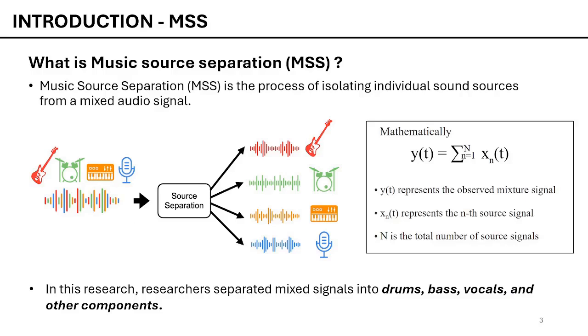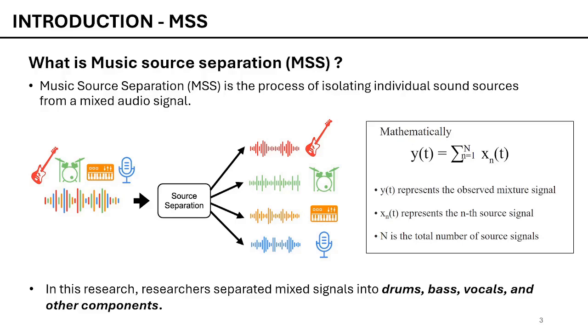First, the introduction. What is music source separation? Music source separation is the process of isolating individual sound sources from a mixed audio signal. Mathematically, we can interpret a signal as a combination of n different sources. That is what I have shown in this equation.